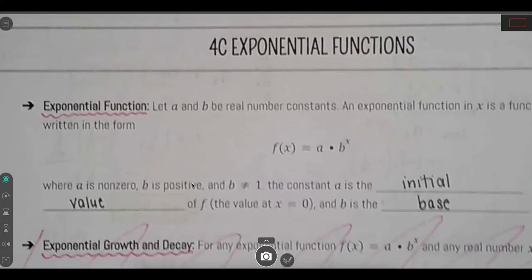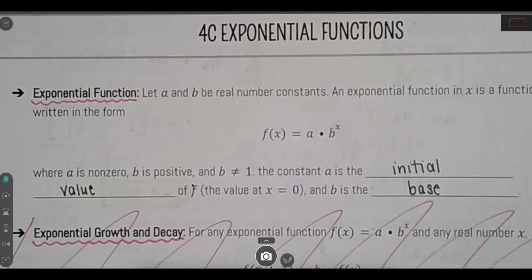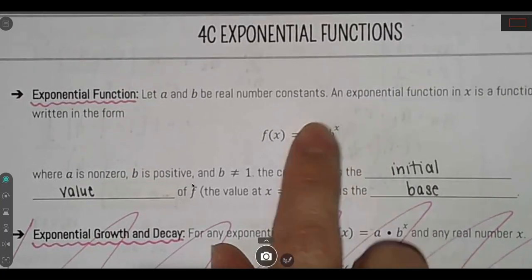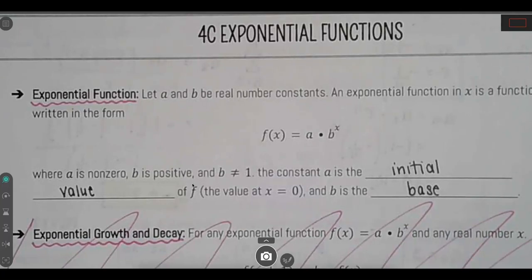All right. Exponential function. Let a and b be real number constants. An exponential function in x is a function that can be written in this form. I am assuming you guys have seen this before in Algebra 2.